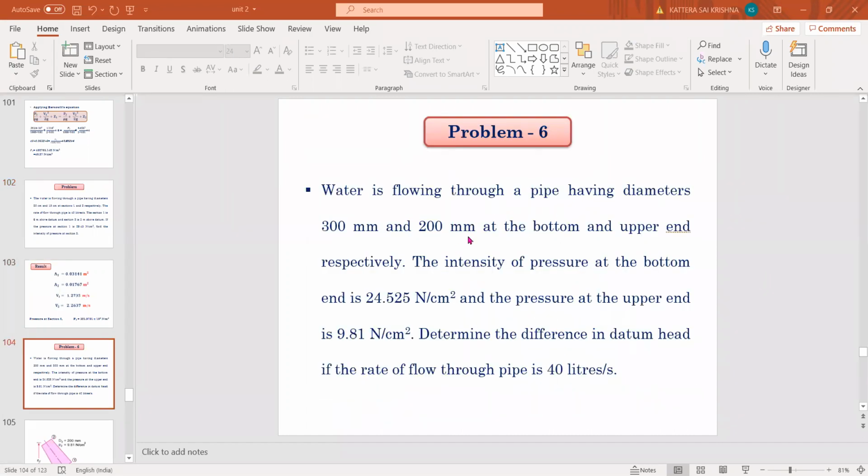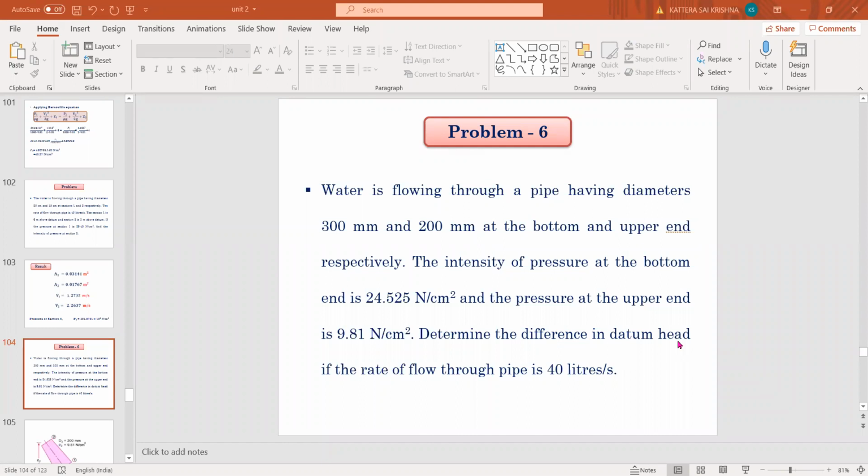So today we will do this problem. Water is flowing through a pipe having diameters 300 mm and 200 mm. Here he has given bottom and upper ends instead of saying section 1 and section 2, which can confuse a little in some problems, so be careful. At the bottom end the diameter is 300 mm, and at the upper end the diameter is 200 mm. The pressure at the bottom end is 24.525 Newton per centimeter square, and the pressure at the upper end is 9.81 Newton per centimeter square. These are nothing but P1 and P2 we can assume.